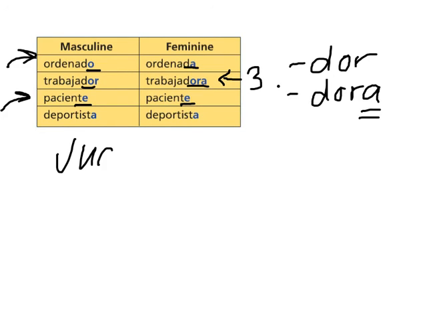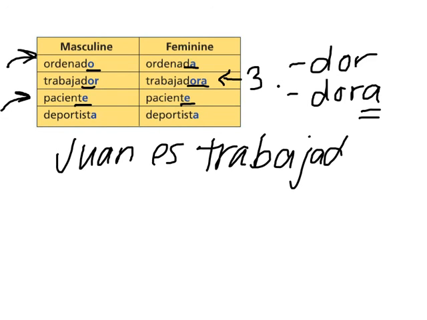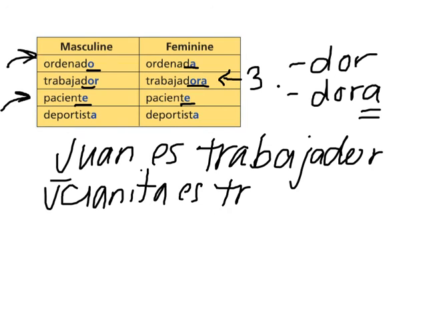So if we want to say Juan is a boy, that's like John. So we say trabajador. But we might say Juanita, that's the girl version. Juanita es trabajadora.